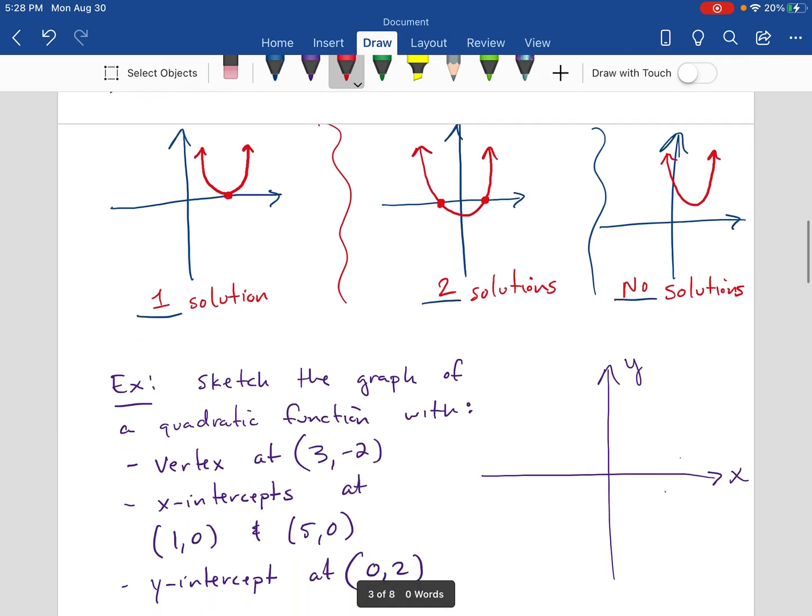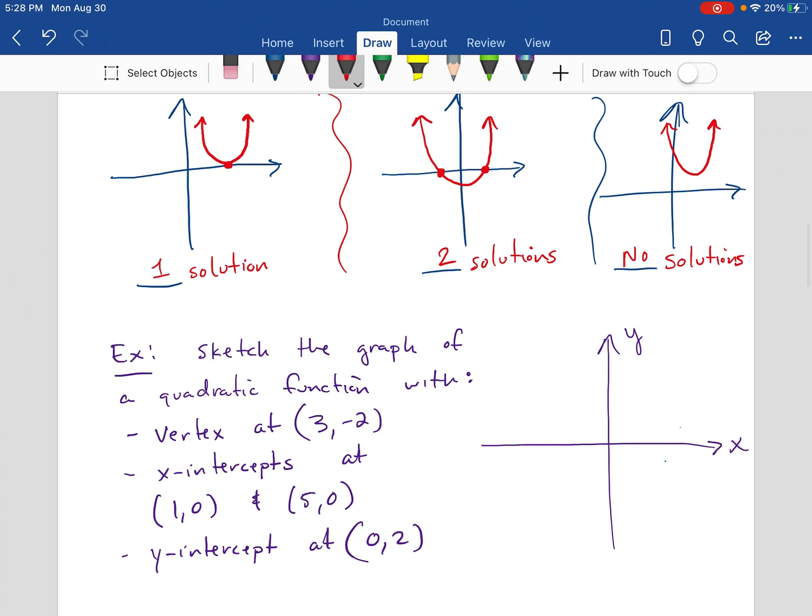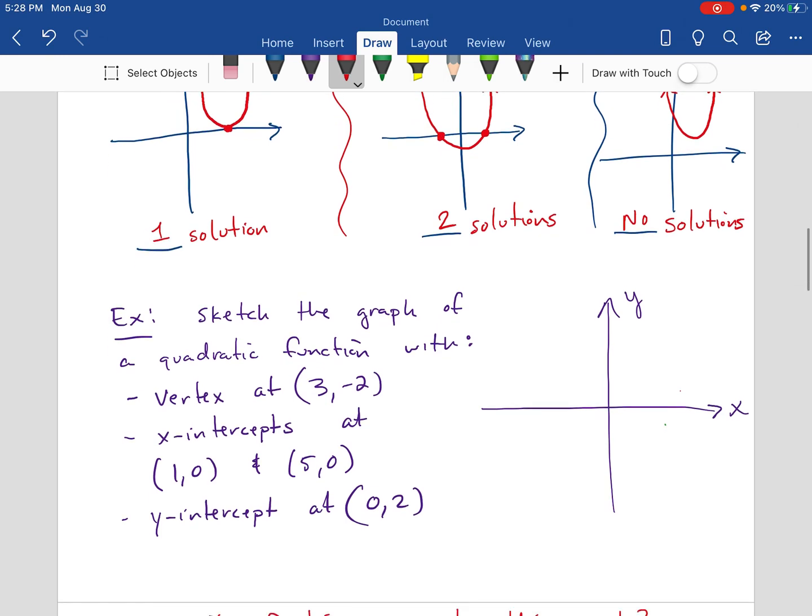Okay, so I'm going to go ahead and give you an example. I'm going to give you key features of a parabola, and we are going to go ahead and sketch the graph. Now, what I mean by sketch doesn't mean that it's going to be perfect, okay?